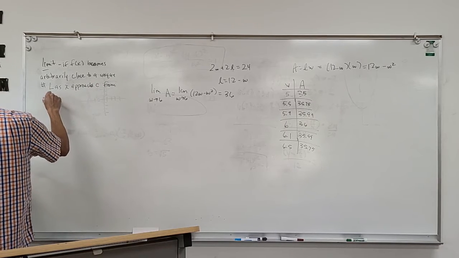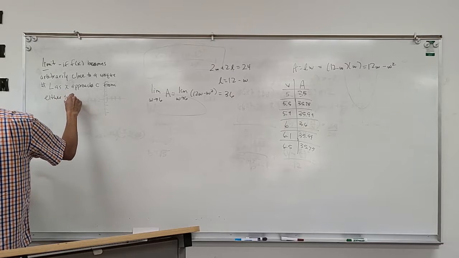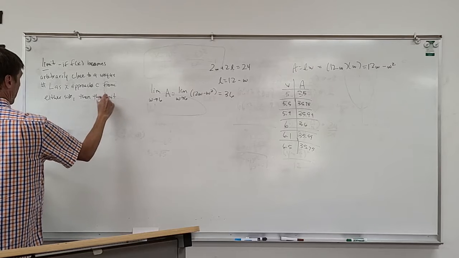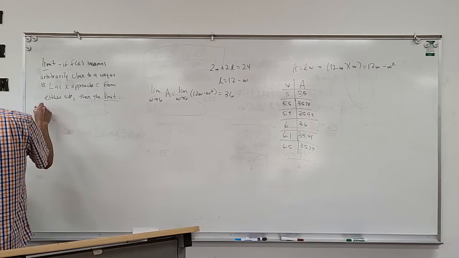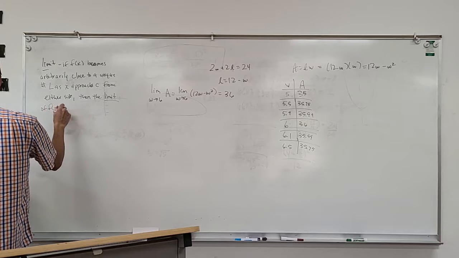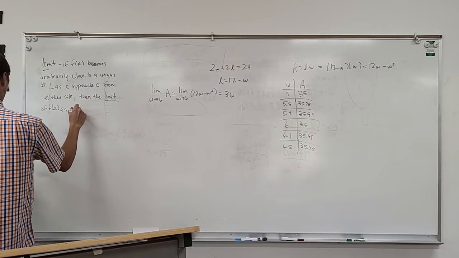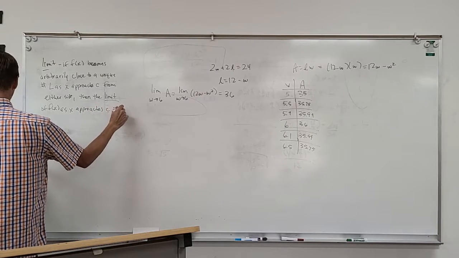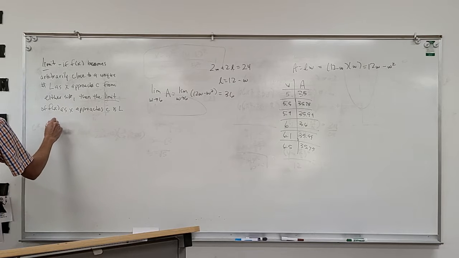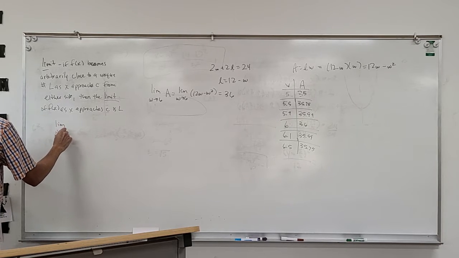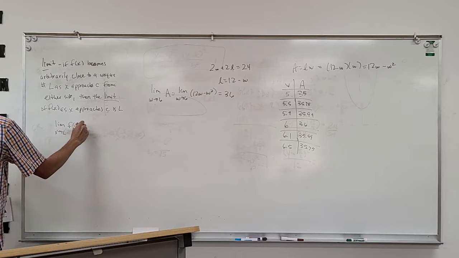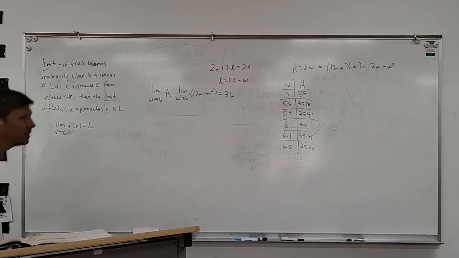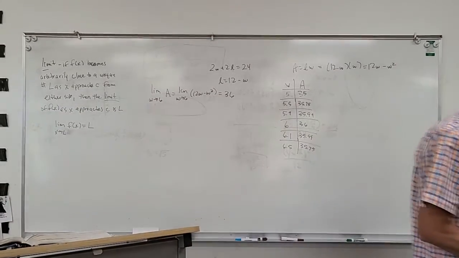from either side, so whether it's a bigger number or a smaller number, then the limit of f of x, of that function, as x approaches c is L. The way that we would write that is the limit as x approaches c of f of x equals L. So that's both the definition and how you would write that down.